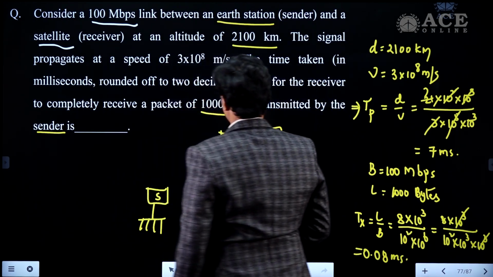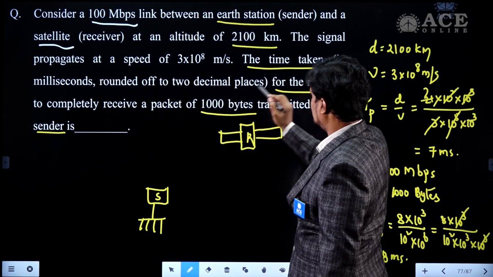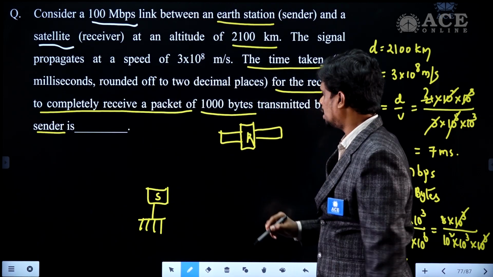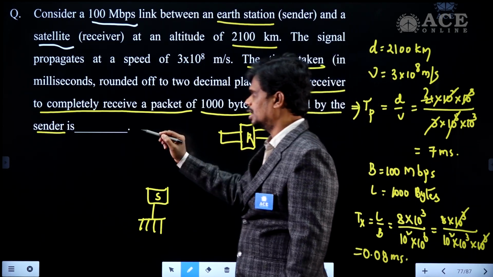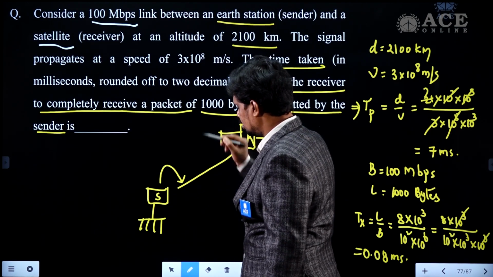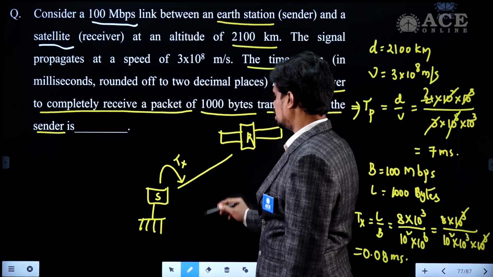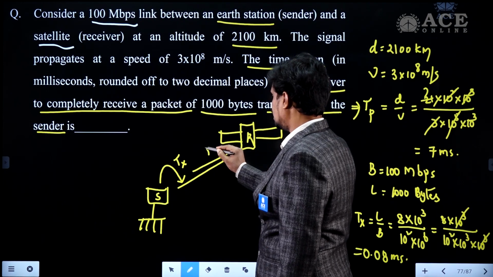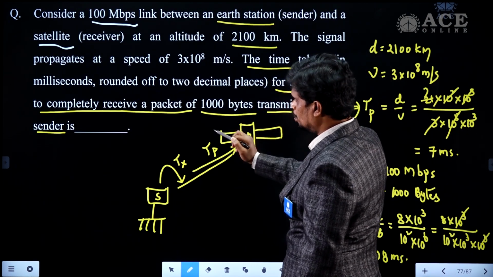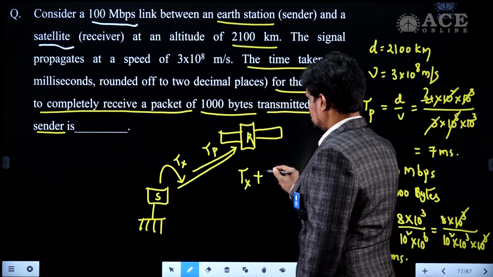So now understand the question statement here. The time taken for the receiver, who is the receiver? Satellite. The time taken for the receiver to completely receive a packet of 1000 bytes transmitted by the sender. It means that first the sender has to place the message onto the channel. For that it takes Tx time. And this message needs to be propagated to the receiver. For that it takes Tp time. So the time taken for the receiver to completely receive the packet of 1000 bytes transmitted by the sender is Tx plus Tp.